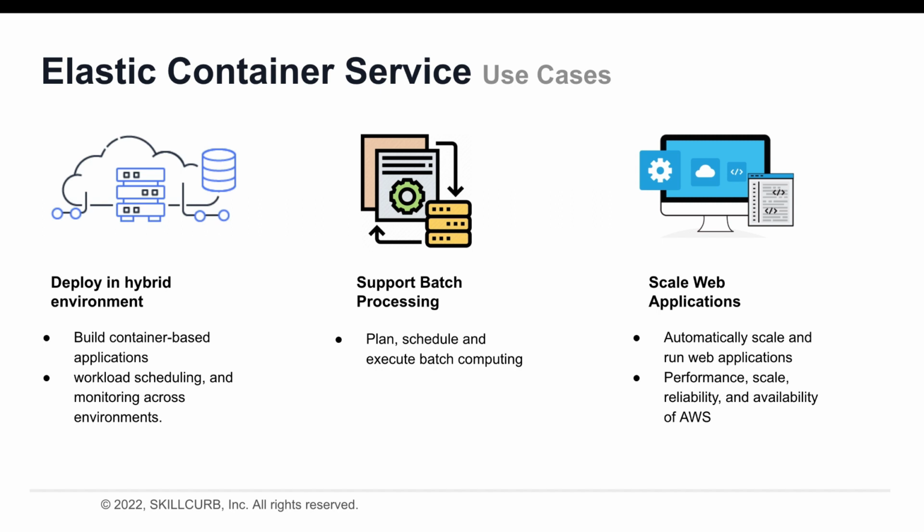ECS supports batch processing. You can plan, schedule, and execute batch computing workloads across the full range of AWS services, including Amazon Elastic Compute Cloud, Fargate, and Amazon EC2 Spot instances. You can scale your web applications. ECS automatically scales and runs web applications in multiple availability zones with the performance, scale, reliability, and availability of AWS.